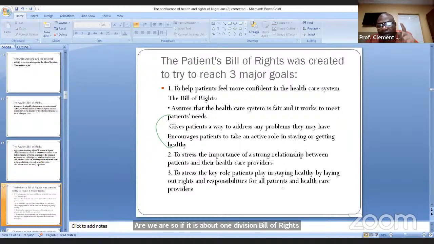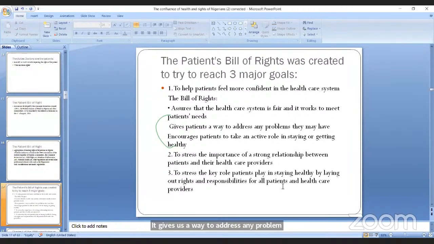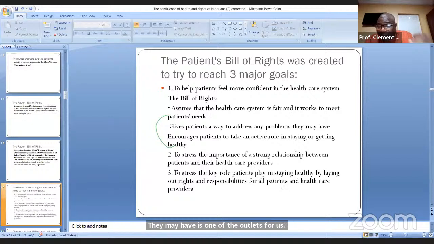I will just show a few things about what the Patient Bill of Rights seeks to achieve. Number one is to help patients feel more confident in the healthcare system. Patients were losing confidence in the healthcare system. You go to hospital, you are mismanaged, instruments are forgotten in your tummy and all that. So that is the reason this was instituted, so that it assures patients that the healthcare system is fair and works to meet their needs. It gives a patient a way to address any problem they may have. It's one of the outlets a patient can use to address all that mismanagement.